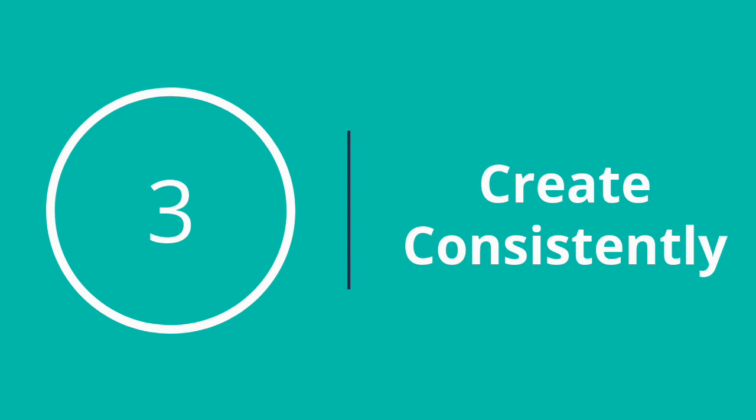Step 3 is to create consistently. In order to generate a good following and engagement rate, you have to create and curate compelling content on a consistent basis. This doesn't mean that you should go posting 3 to 5 times a day. Forget about that. Instead, post on your feed once a day, a few times a week.